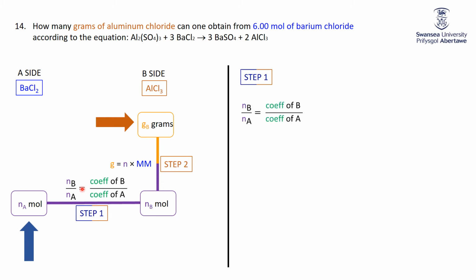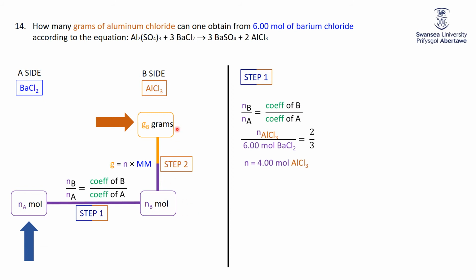Step 1, we need the ratio of the coefficients. We do in this case have the balanced equation. So moles of B, AlCl3, moles of A is the 6 moles of barium chloride. Coefficient of AlCl3 is 2. Coefficient of BaCl2 is 3. Pop all that in. There's the 6, there's the 2, there's the 3. Moles of aluminium chloride is 4. So this box is 4 moles.